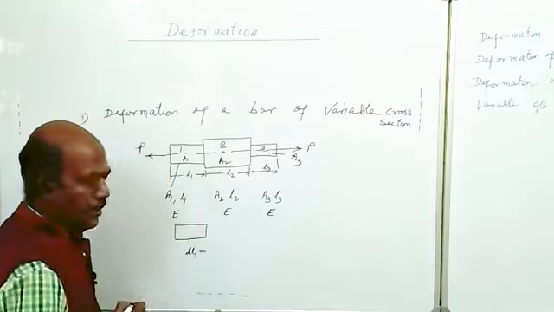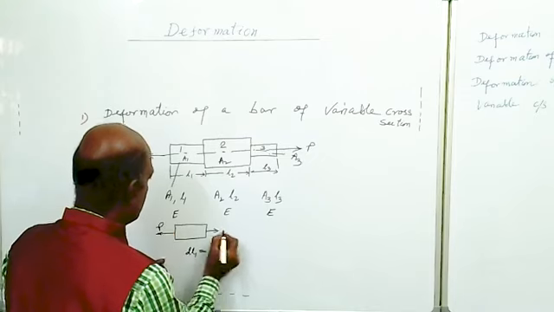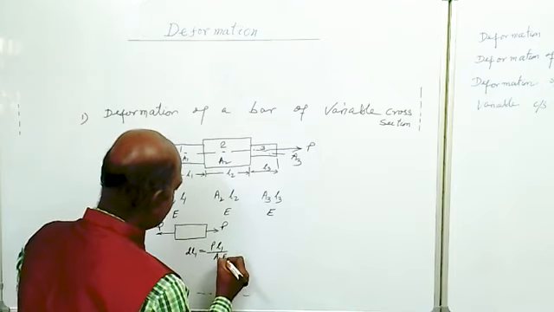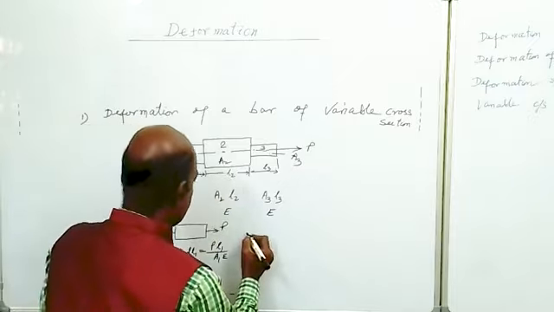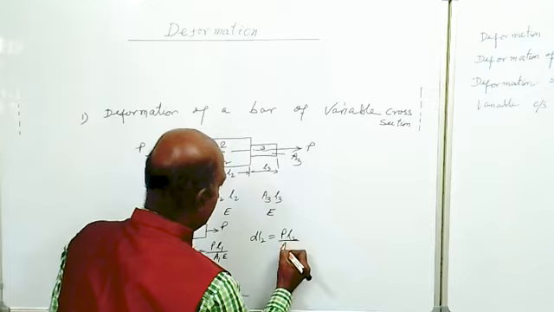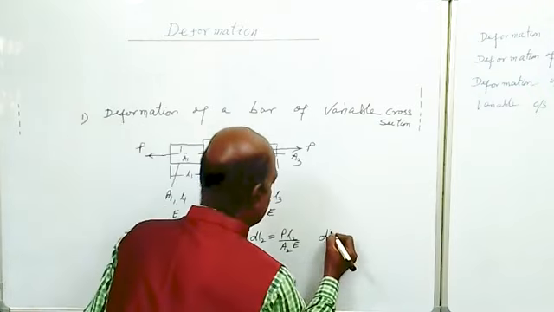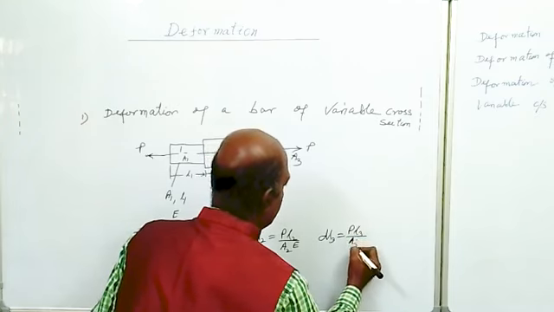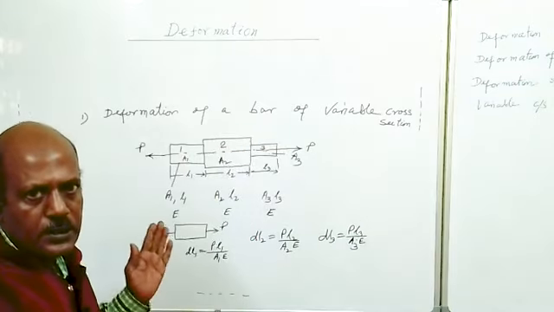So we can find the deformation produced in this section. Say dl1 is equal to, so load is P, P into L1 by A1 into E. Similarly, the deformation produced in the second section, dl2, is given by P L2 by A2 into E. And for the third section, dl3 is given by P into L3 by A3 into E. So we have got the deformation produced in section 1, section 2 and section 3.